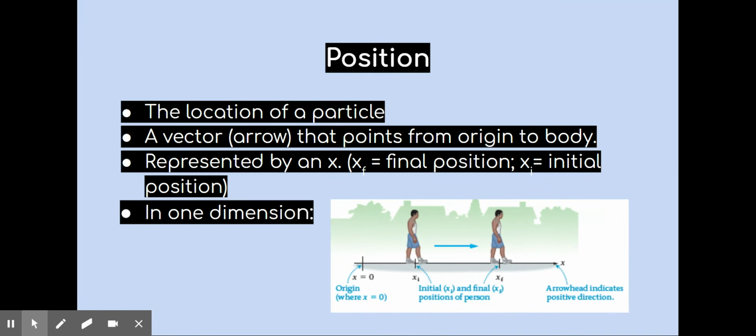All right, so position is just where a particle or an object is located. It's going to be a vector or an arrow that points from the origin in the direction that we want to go, so whatever direction that particle or body is moving. Here, you can see that position is going to be represented by x. So x sub f is just our final position, and if you see sub i, it is the initial position.